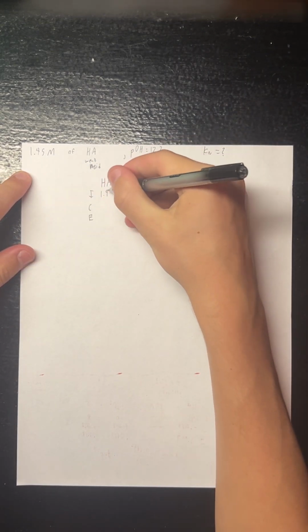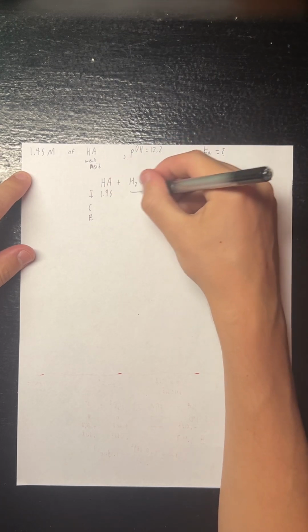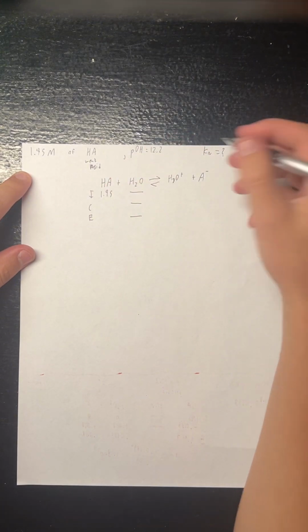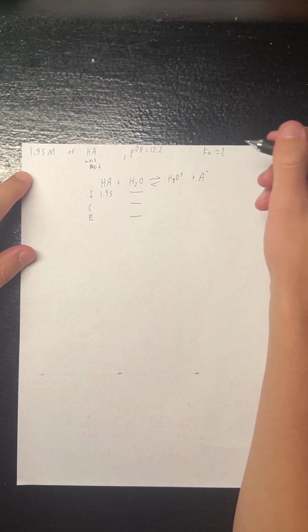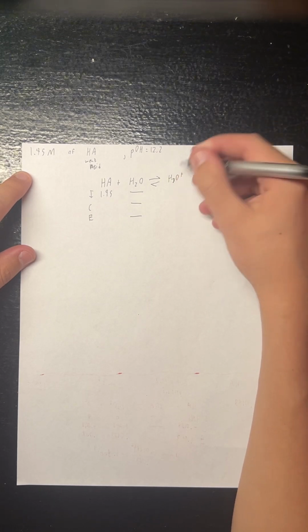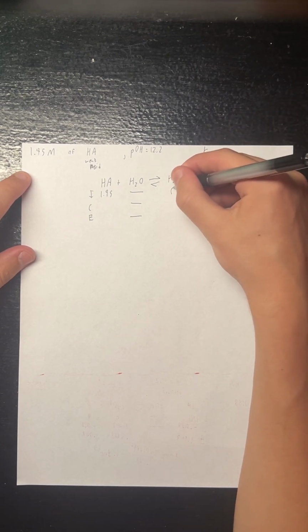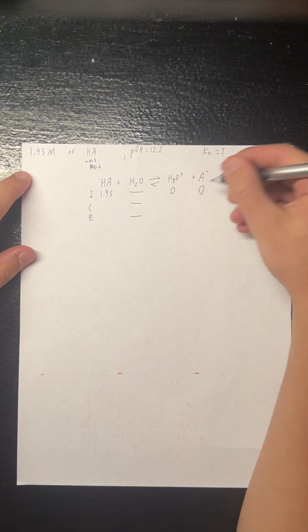Now, we have our initial concentration for our HA, which is given as 1.45. Then H2O, liquid, don't worry about it. H3O, we can always assume 0 or 10 to the negative 7, whichever one you prefer. I prefer 0 because it's easier. 0. And this is 0 as well.